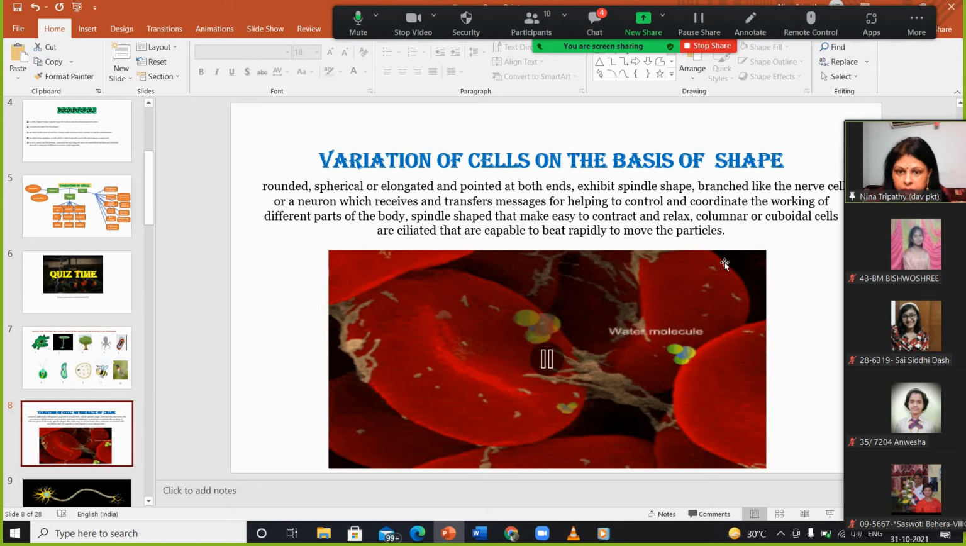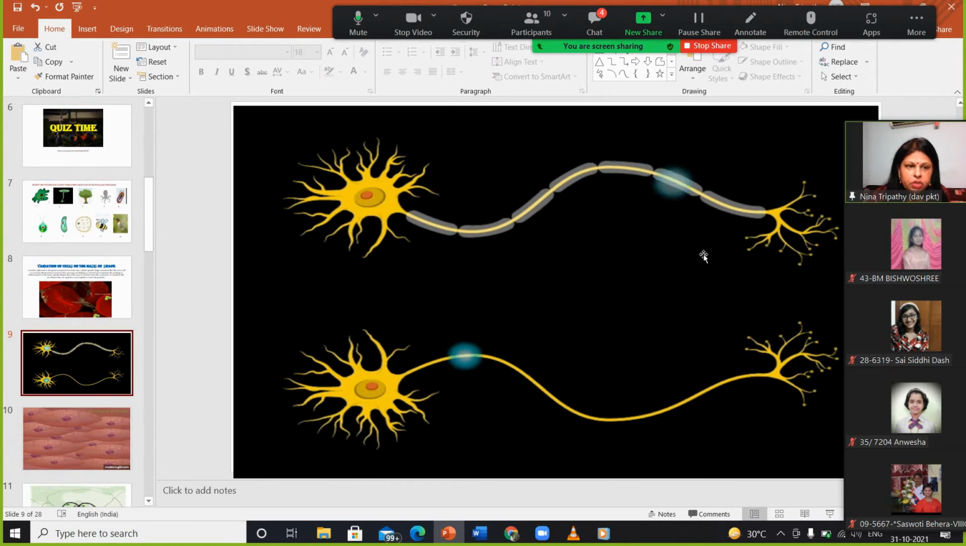Then the next one you can see is the RBC. The shape is biconcave and disc-like. It carries which gas? Do you know which gas it carries? Oxygen. Oxygen gas to different parts. Right. Then the next one is the nerve cell, and it is carrying the message. This is the cell body and the dendrites are there. This is the axon. Axon endings you can see. The nerve cell is attached to another nerve cell, and this way they transmit the message like electric signals.